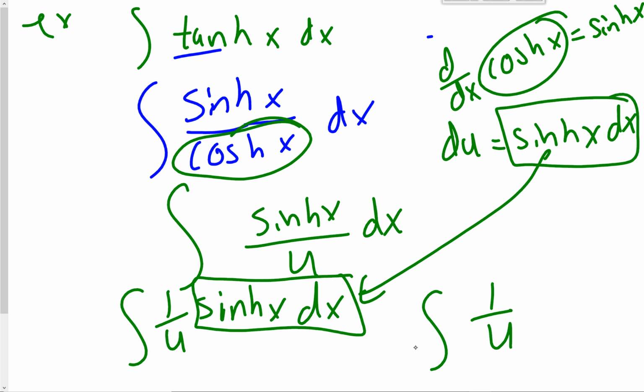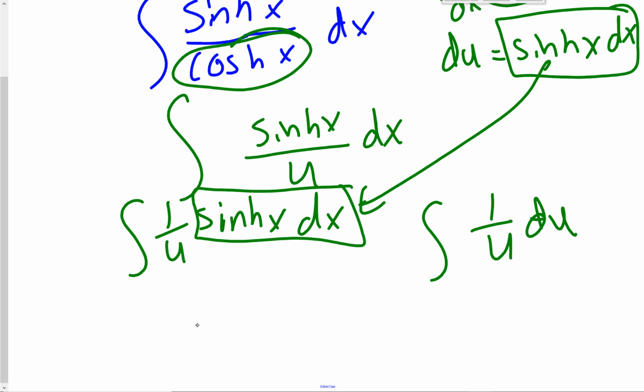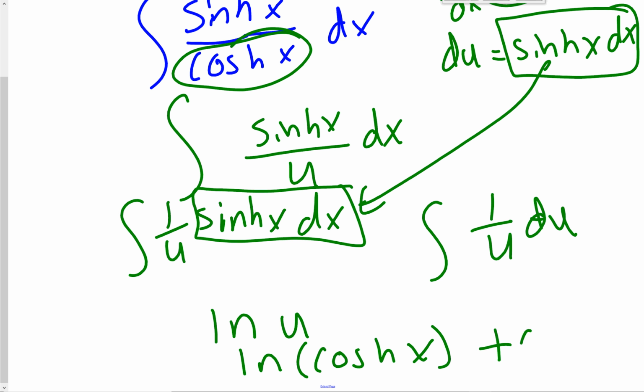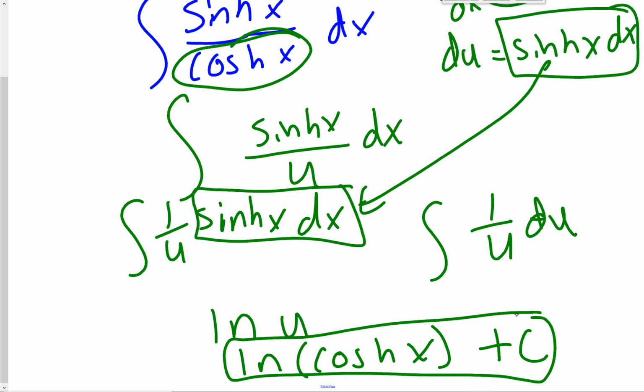And now we know the integral of 1 over u is ln of u. And my u is hyperbolic cosine. And since I'm doing the indefinite integral, I just add my c at the end.